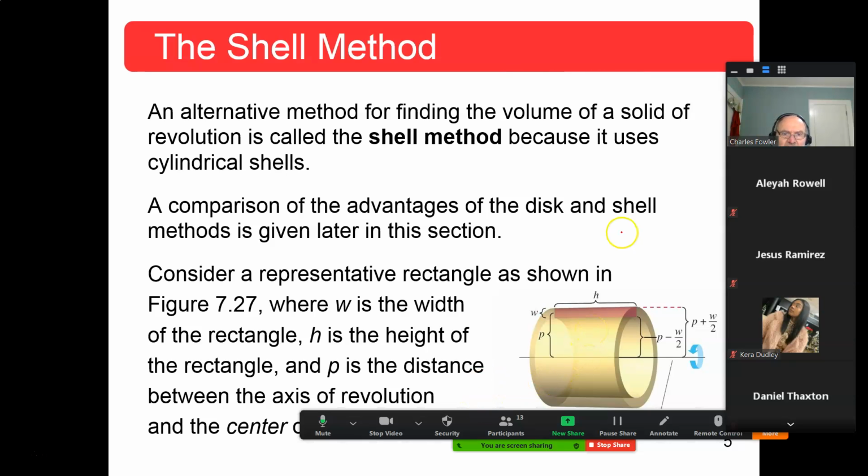How far did it go? How far did the H times W go? It went around that shell. Well, that shell had a radius of P, and does anyone know what the circumference of that circular space was there? As you go all the way around that shell, that circumference is 2 pi r.